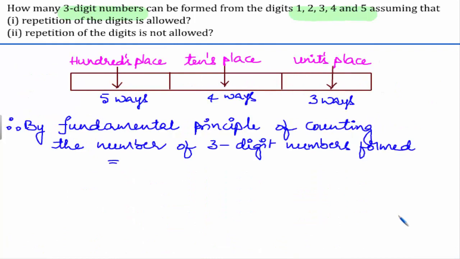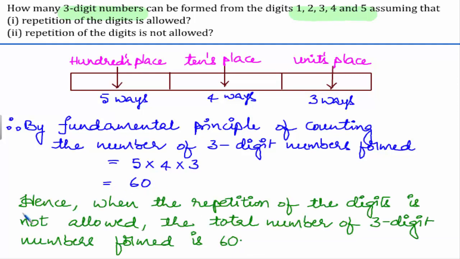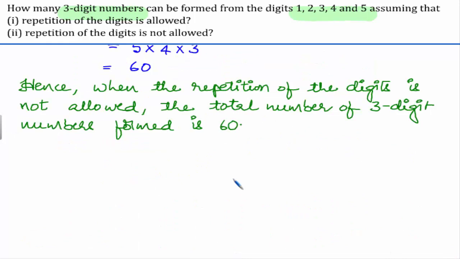Therefore, by fundamental principle of counting or by multiplication principle, the number of 3-digit numbers formed is equal to 5 into 4 into 3. So this gives us 60. Hence, when the repetition of the digits is not allowed, the total number of 3-digit numbers formed is equal to 60. So this completes the second part. With this, we have come to the end of the solution of this problem.